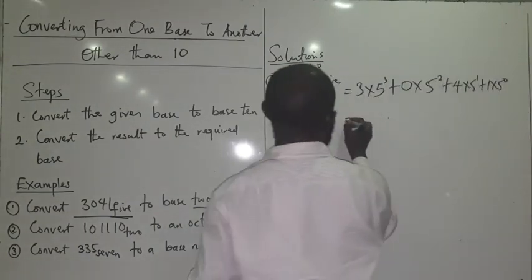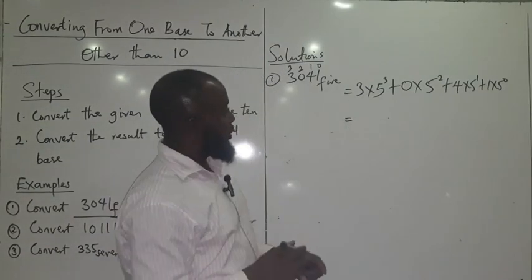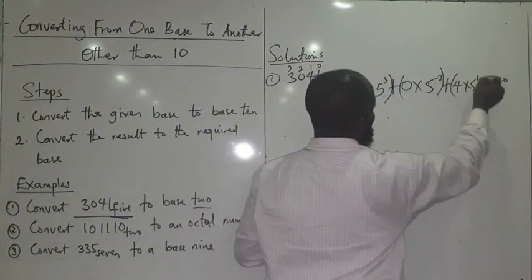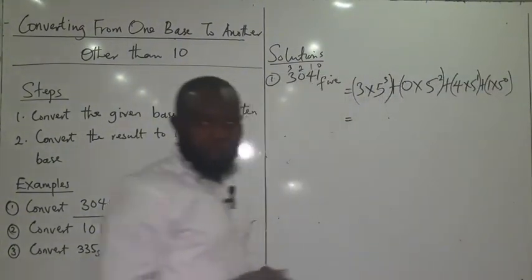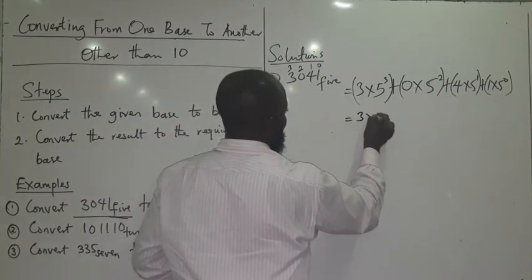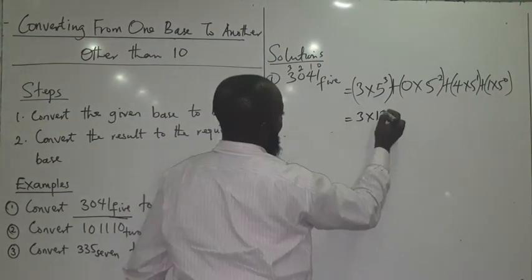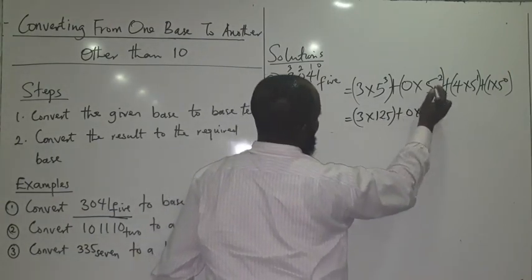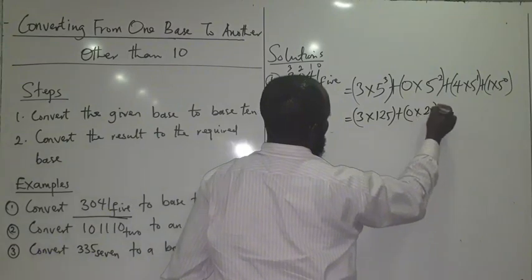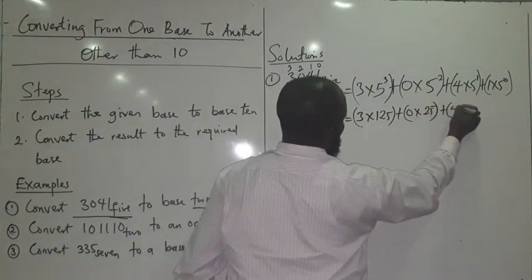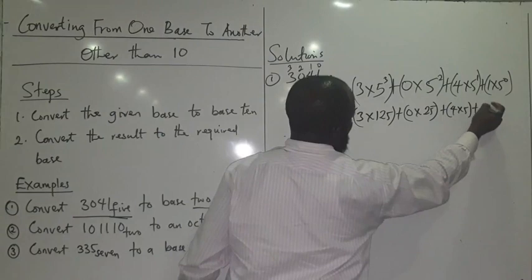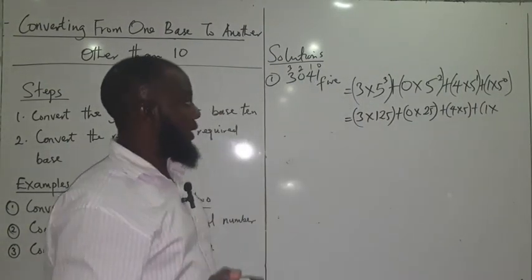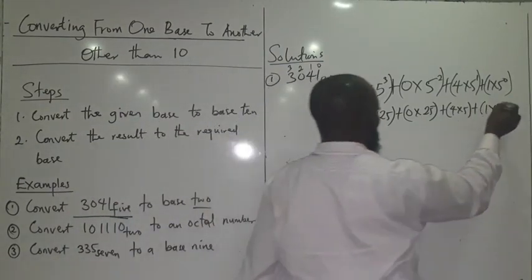So from here we can then continue. The first thing we need to do, let's group it. 3 times 5 raised to 3, which is 125, plus 0 times 5 raised to 2, which is 25, plus 4 times 5, plus 1 multiplied by 5 raised to 0. Anything raised to 0, don't forget, is 1. So we'll put 1 here.